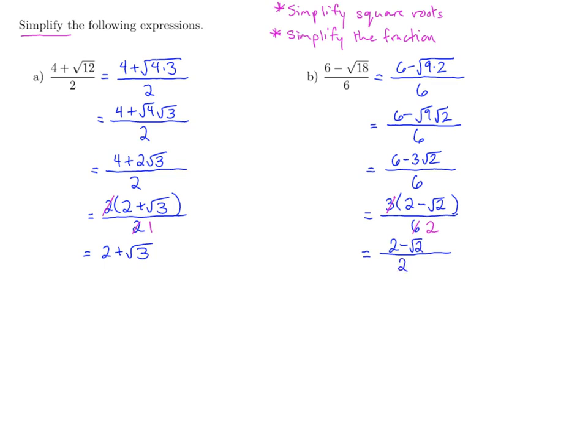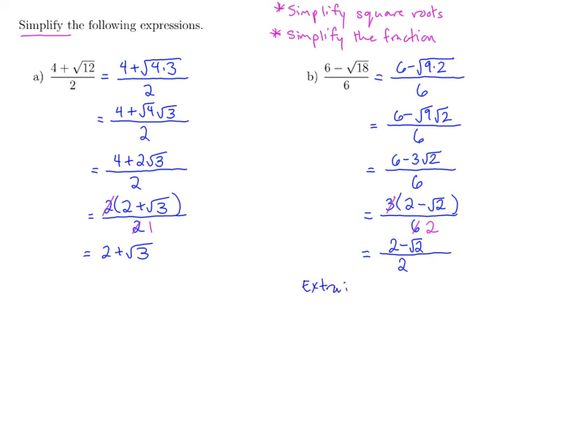One thing we want to note is that this expression is fully simplified. The radical is fully simplified, and so is the fraction. We may be tempted to want to simplify that 2 in the numerator with the 2 in the denominator, but that 2 in the numerator is a term. It's something that's being added. It's not a factor.